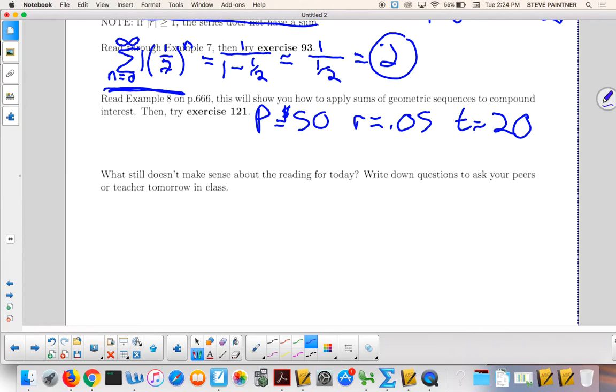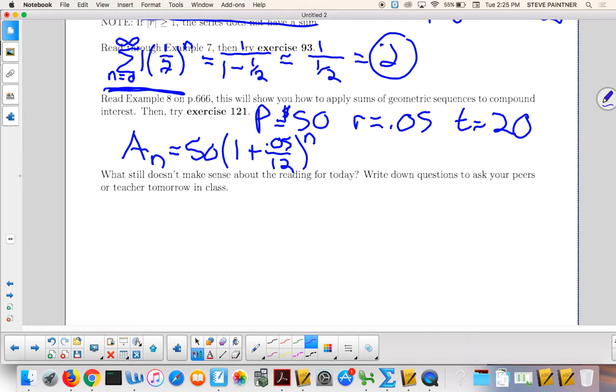So if you read example 8 on page 666, you would know that the general formula for the amount is A sub n is equal to the principal amount, so 50, times 1 plus 0.05 divided by 12. Our interest rate here is 0.05, and it's divided by 12 because we're compounding it monthly. There are 12 months in a year. And then up here, in the exponent, is the amount of time, basically. So how many months is this compounding for?